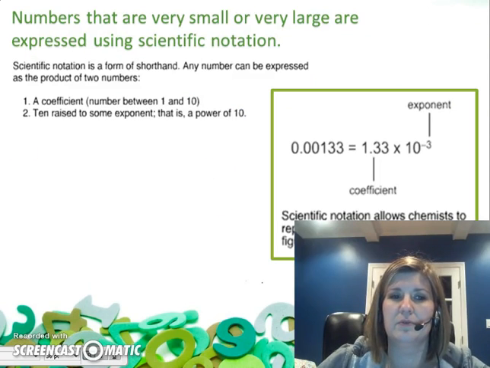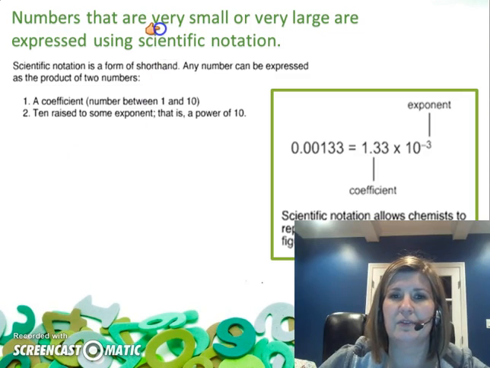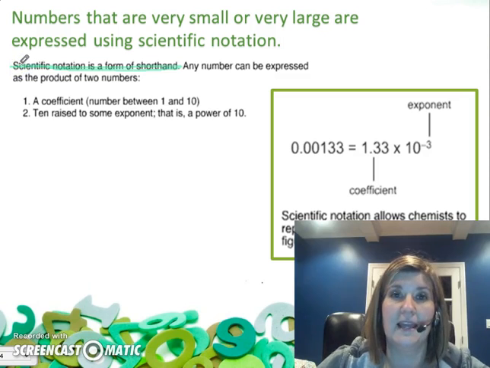And generally in chemistry, because we are usually referring to molecules and particles and atoms, we're talking about things that are so very, very small that the numbers we actually arrive at are not usable numbers in common math practices. So what scientific notation is, is a short form of shorthand, and then any number can be expressed as a product of two numbers.